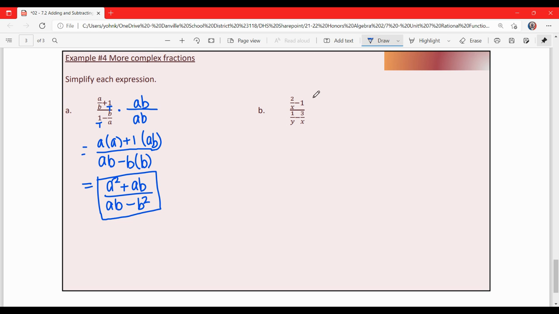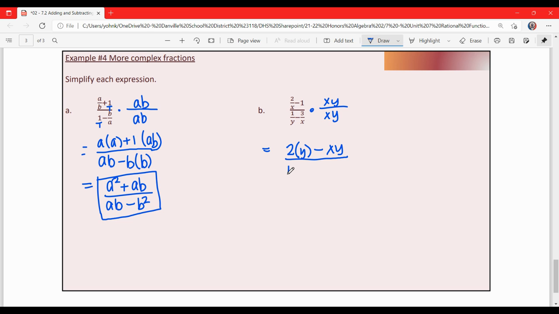Okay, then finally letter B. Common denominator. Let's see, I got X, Y, and X. So XY is going to be my common denominator. All right, so I got the 2 there. The X's will simplify, and I'm left with a Y. Minus, and 1 times this is just that, XY.